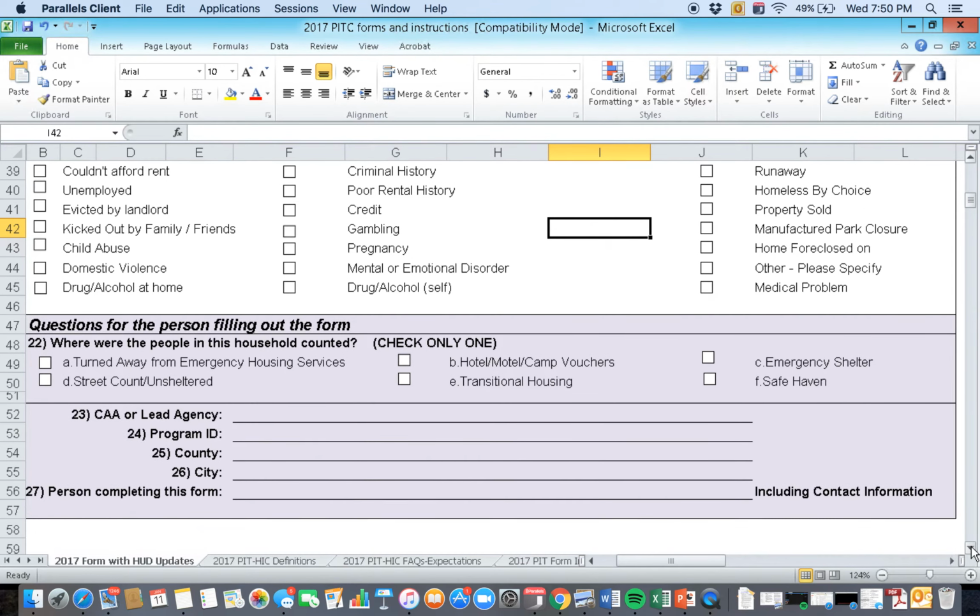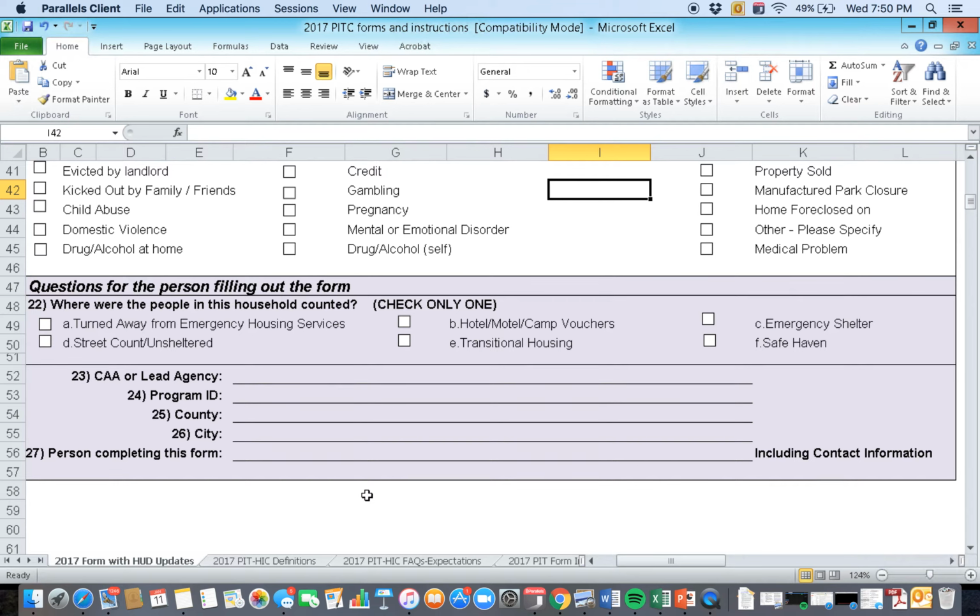Once you reach the bottom, you will see that it's different color highlighted. So this is for the organization. So question 22 is to be filled out by the organization that was filling out the count. And then question 27, we also ask that the person filling out the count put their information down. So let's say I am Jane Jones and I am from Jackson Street Youth Shelter. I would put Jane Jones, Jackson Street Youth Shelter as an example. And then we at CSC will fill out the rest of the information. So that is the count form.